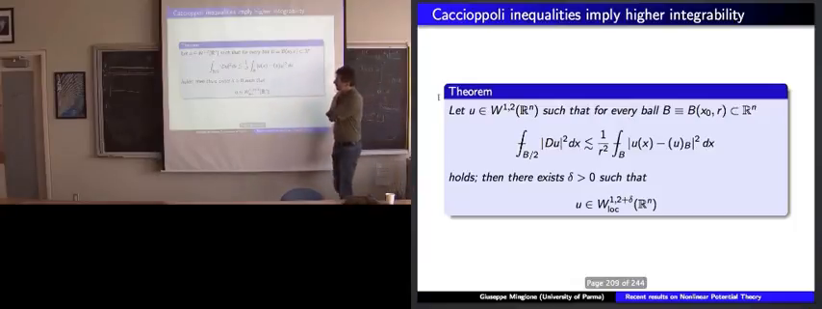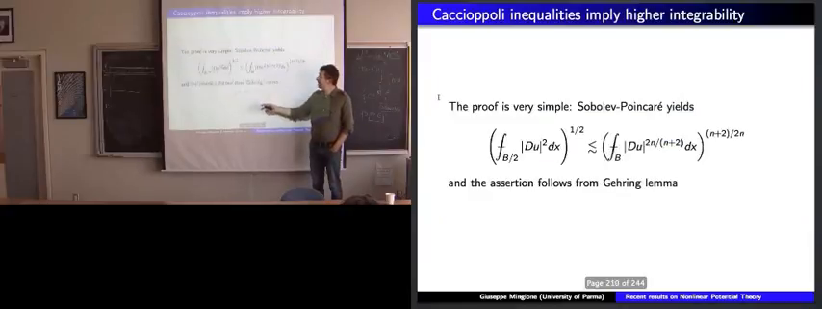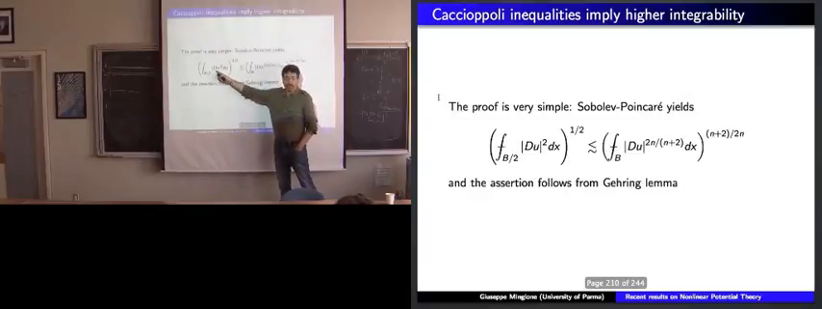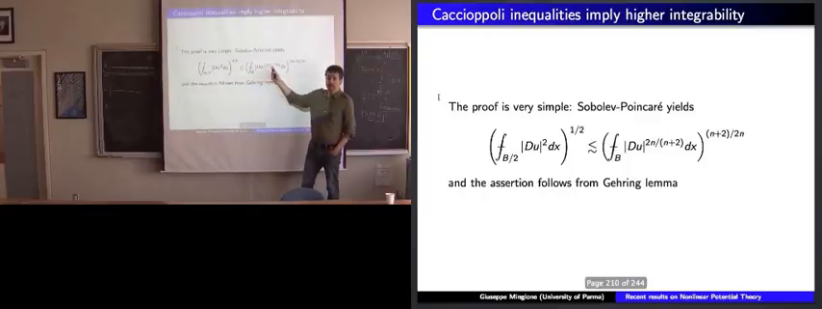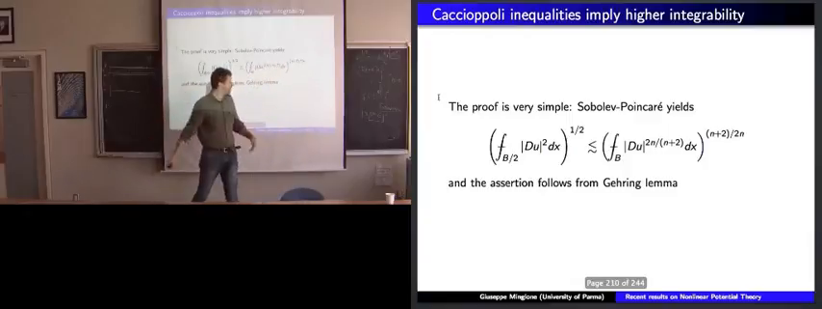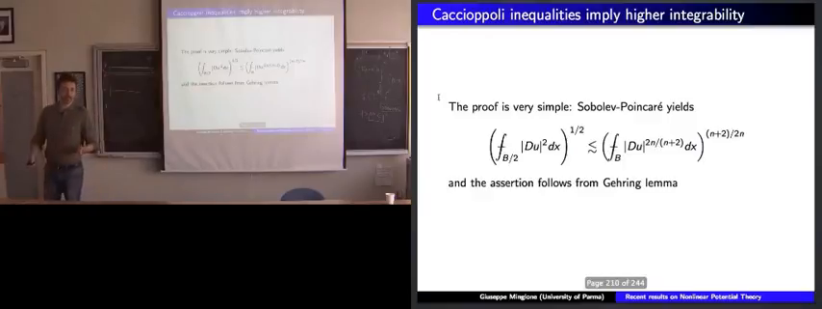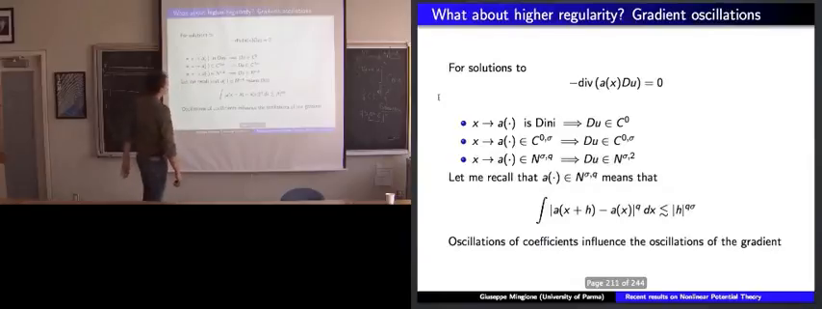Okay, once you know this, you know that if this is satisfied for every ball, then you get an embedding. How do you prove this? It's very simple. du squared can be controlled by u. Now you apply Sobolev embedding, and then you get a reverse inequality. Once you have a reverse inequality, you apply Gehring's lemma, and then you go from 2 to 2 plus something. And this something at this stage depends on the constant implied here. Since this constant is universal, then this is universal as well. Okay, that's the basic feature.